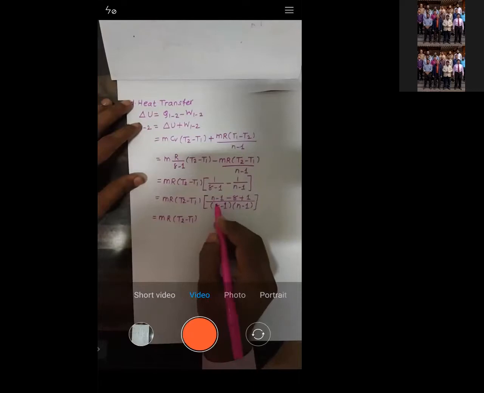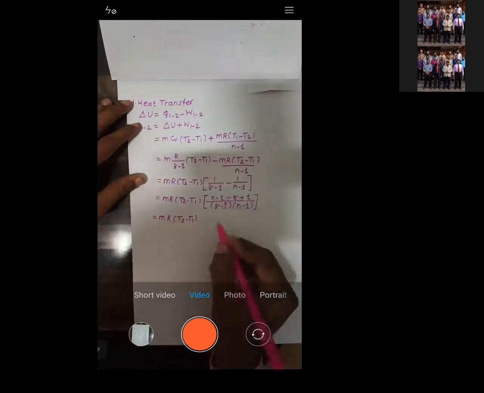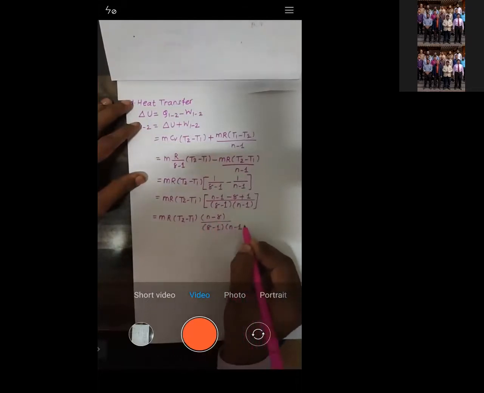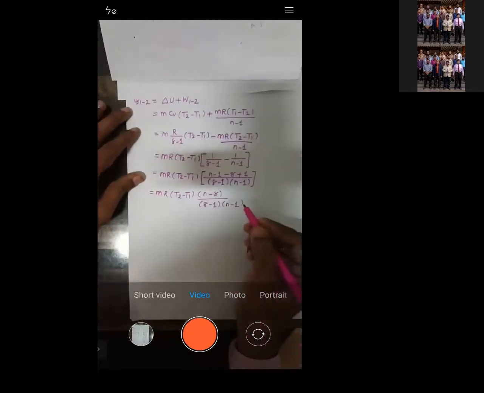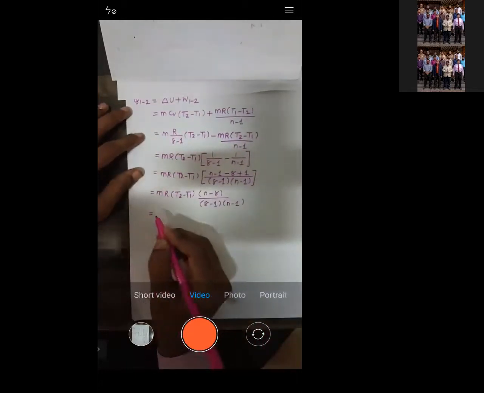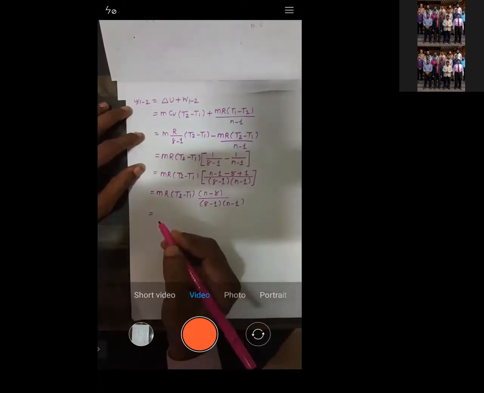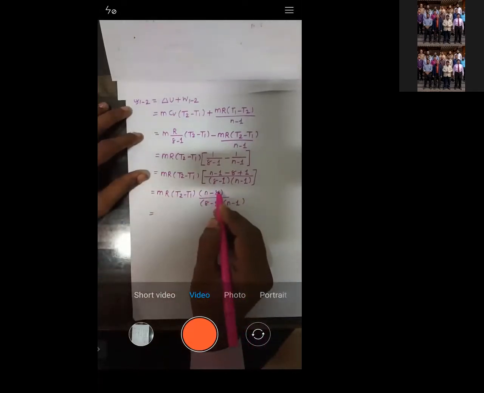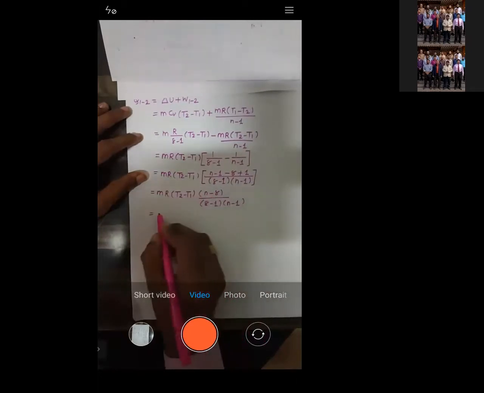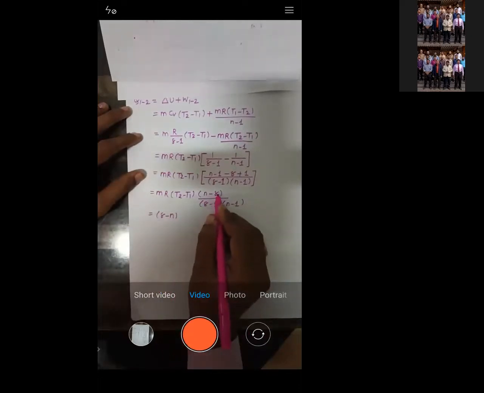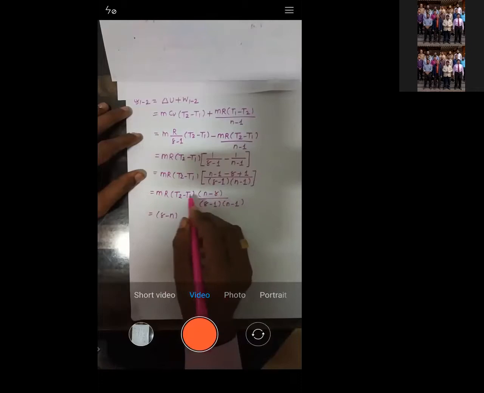Okay, so this 1 minus 1 and plus 1 gets cancelled. What is remaining? (n minus gamma) upon (gamma minus 1)(n minus 1), right? Okay, so let us write this in some other form. Can we write it like this? You can check it. We will write this as gamma minus n. When you write gamma minus n, that minus sign is to be given here.